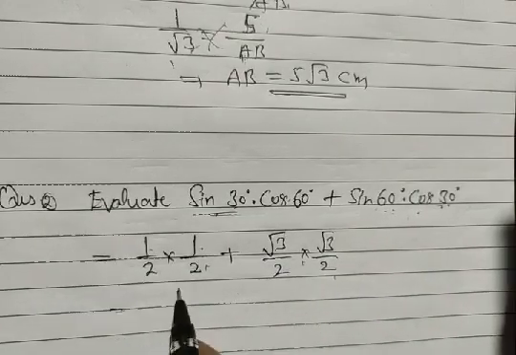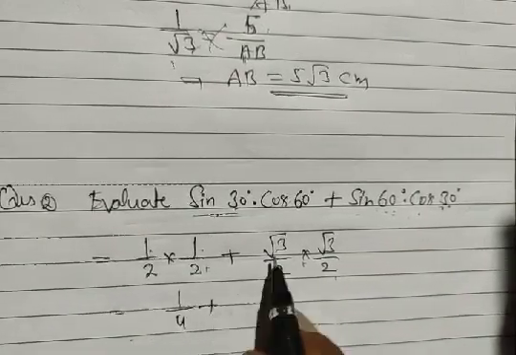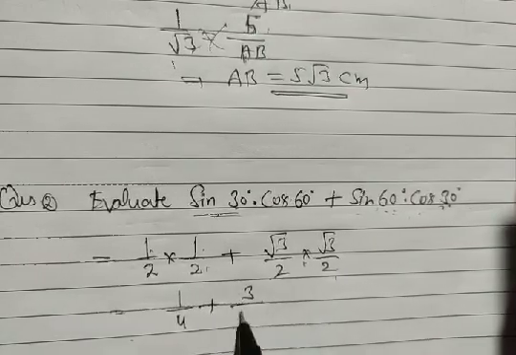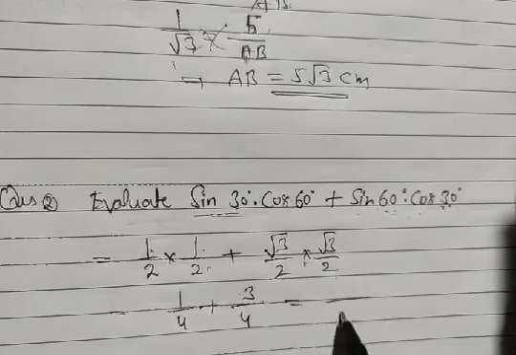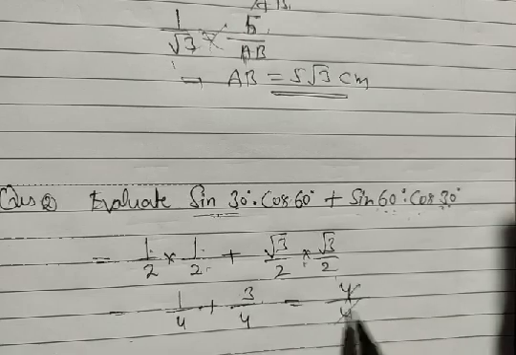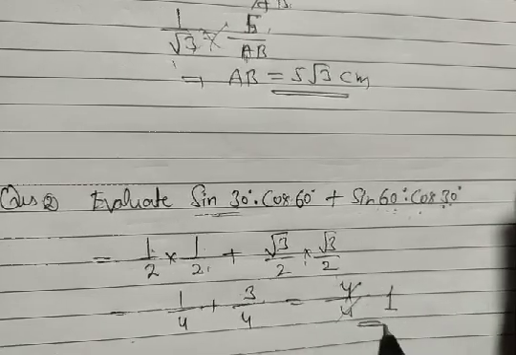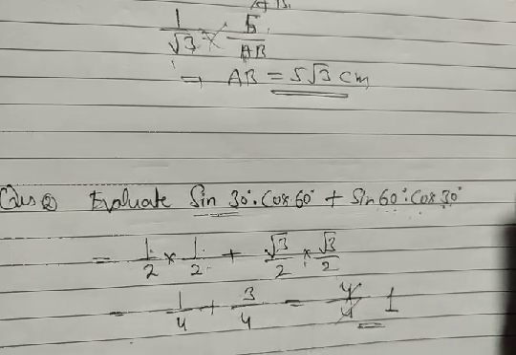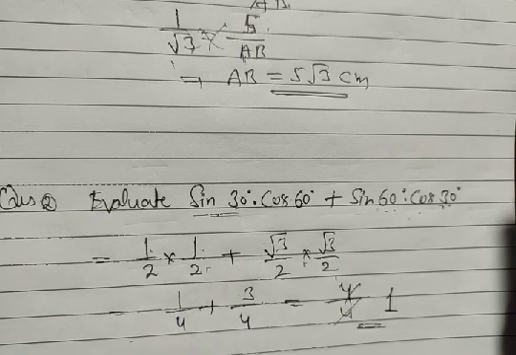Now 1 into 1 is 1, 2 into 2 is 4. Root 3 into root 3 we get 3, 2 into 2 is 4. Taking LCM 4, 3 plus 1 is 4. What do we get? We get 1. So the value of sine 30 cos 60 plus sine 60 into cos 30 is 1.